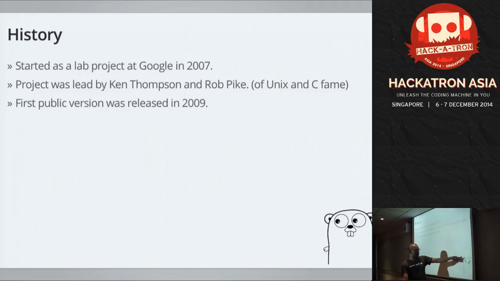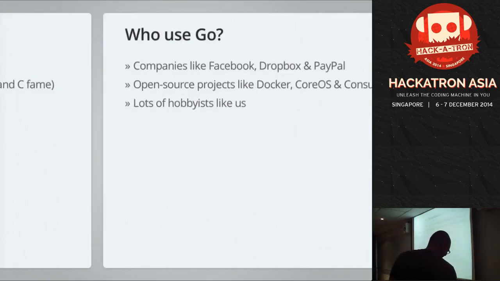And you can see this cool little mascot, right? This is called the Go Gopher. It's the official mascot of the programming language. So everywhere you see this, you know it's related to the programming language. It's not a fancy web app, it's just a programming language.